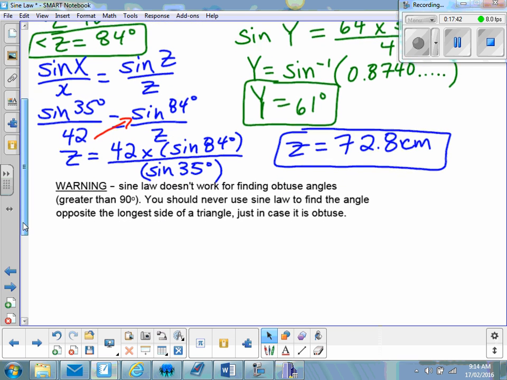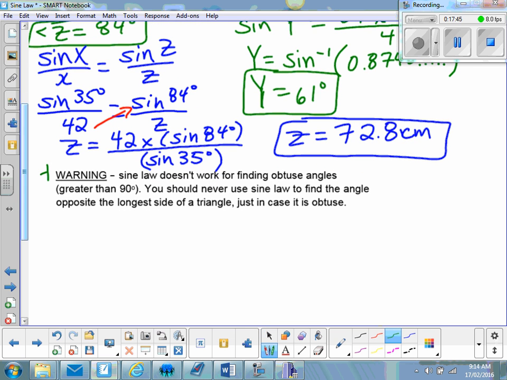One thing we'll just make a note of at the end here. The sine law doesn't work if you're finding obtuse angles. So if you're trying to find the biggest angle in a triangle, and it's greater than 90, you should never use the sine law to find that angle because it won't work. You'll get actually an angle that will say that it's smaller, but it's actually bigger. So you should never use the sine law to find the angle opposite the longest side of the triangle, just in case it's obtuse. So if you have a choice, you want to find one of the smaller sides.